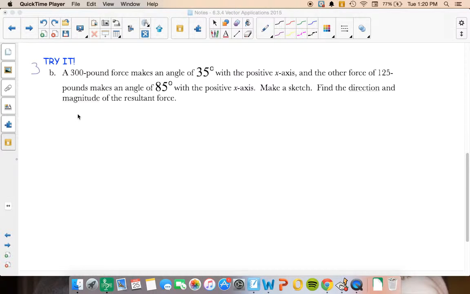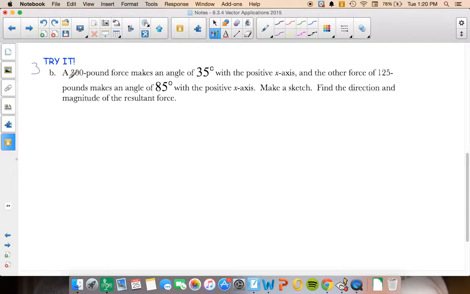So this is example 3B. You're asked to find the resultant force when you have a 300-pound force making an angle of 35 degrees and a 125-pound force making an angle of 85 degrees. Go ahead and write down the angle if you haven't yet.